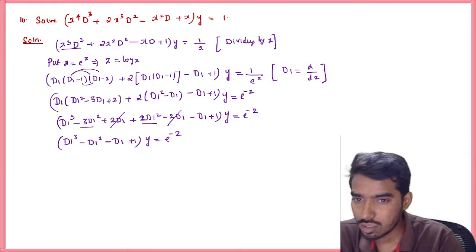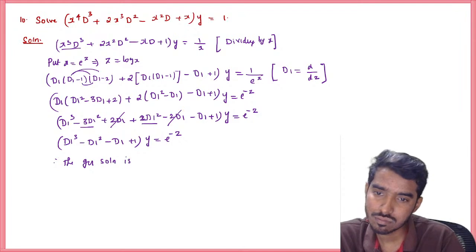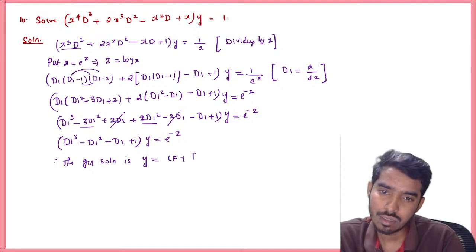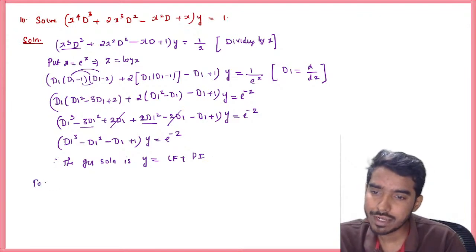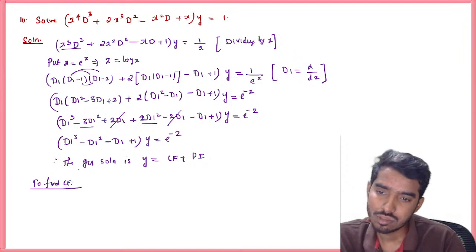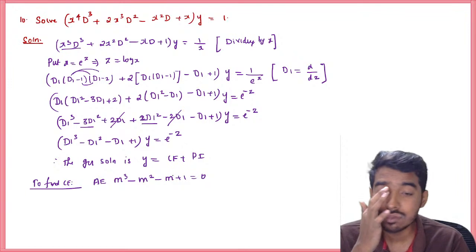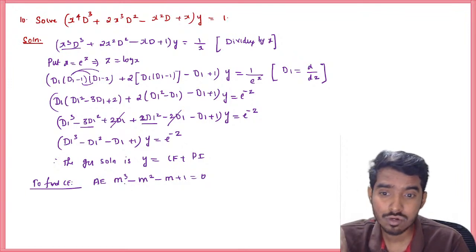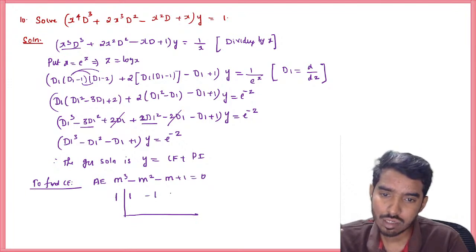Now, what is the solution? The general solution is given by y equal to CF plus PI. We have only one term on the RHS. So we will find CF. The auxiliary equation is m cube minus m square minus m plus 1 equal to 0. We will have three roots here. You can see clearly 1 is one root, because 1 minus 1 is 0, minus 1 plus 1 is 0. To find the other two roots, use synthetic division. What is the quotient here? The coefficients are 1, minus 1, minus 1, 1.